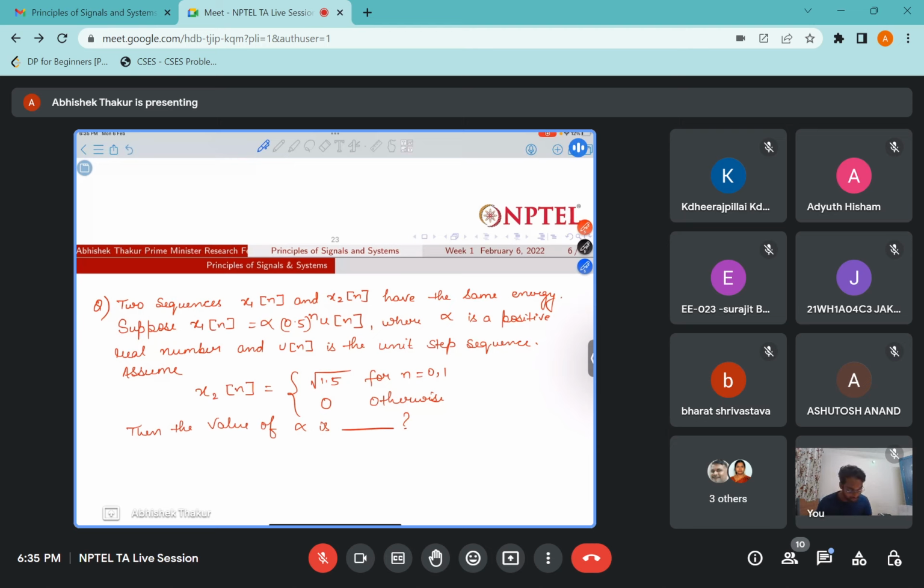So the next question is, two sequences x1[n] and x2[n] have the same energy. Suppose x1[n] is equal to alpha (0.5)^n u[n], where alpha is a positive real number and u[n] is the unit step sequence. Then find the value of alpha. Solve this question. This was asked in, I think, GATE 2015. So in this question, let me only solve. If you get the answer, then you can just write in the chat box.